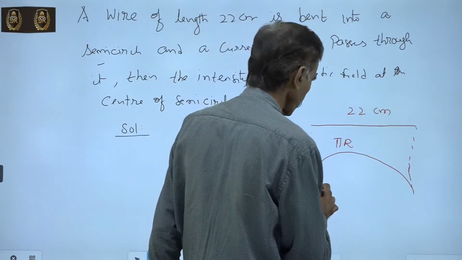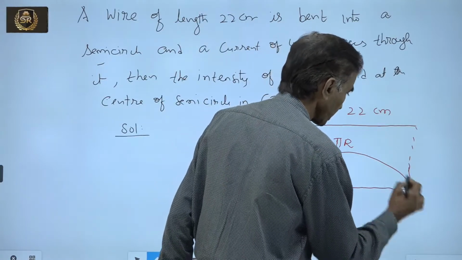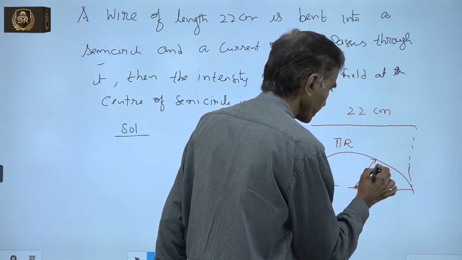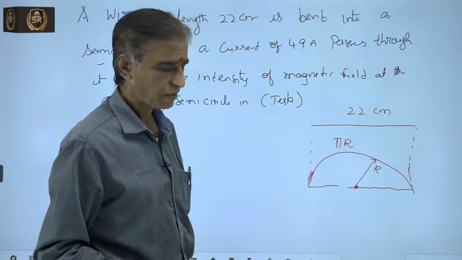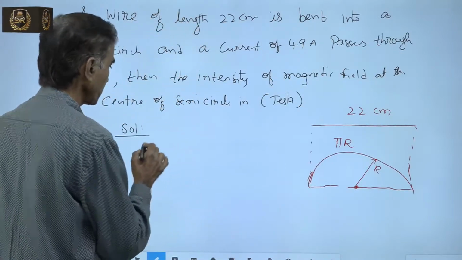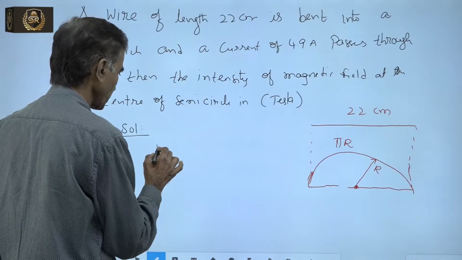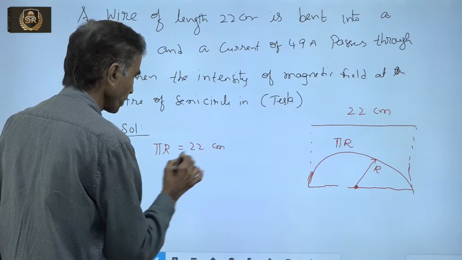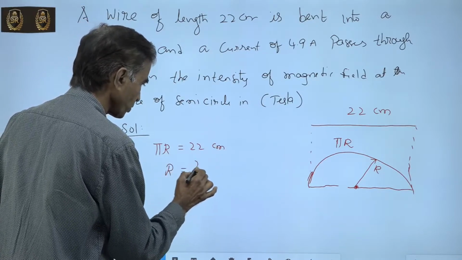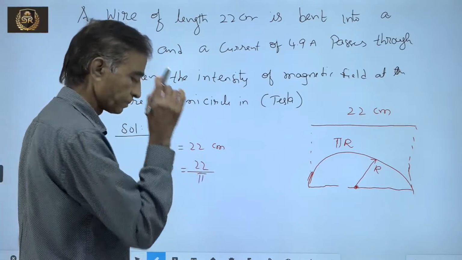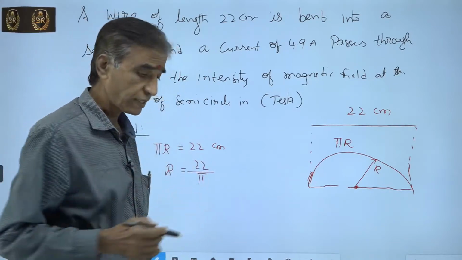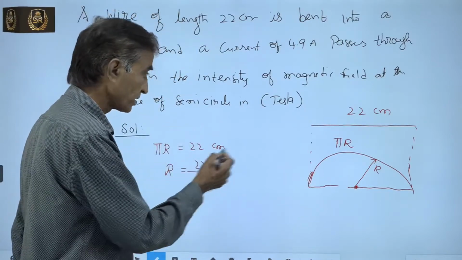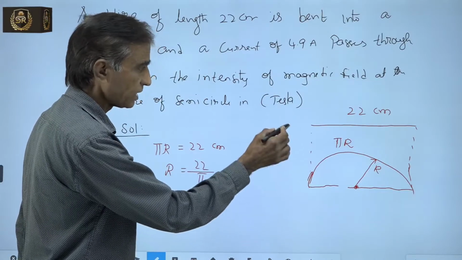So what we have to calculate now? We have to calculate the radius. Radius is not directly given here, so first we have to calculate the radius. The circumference of the semicircle pi r is equal to 22 centimeter. Therefore r is equal to 22 by pi. Once we know the r value, then we can calculate the magnetic field at the center of the semicircle.